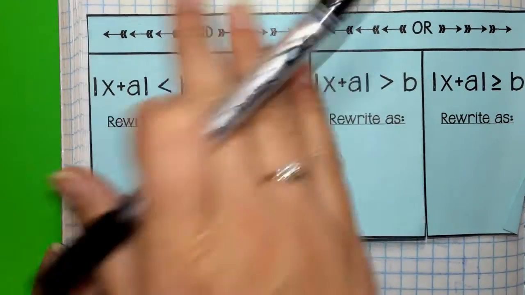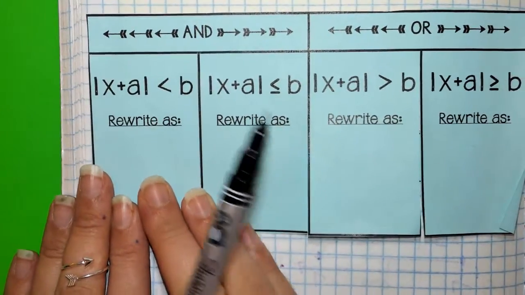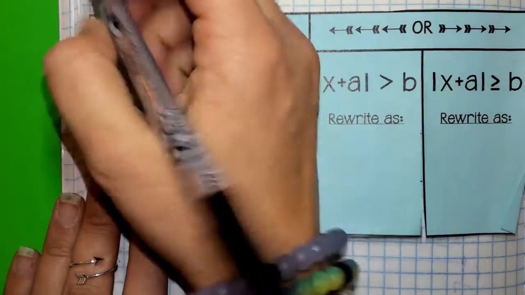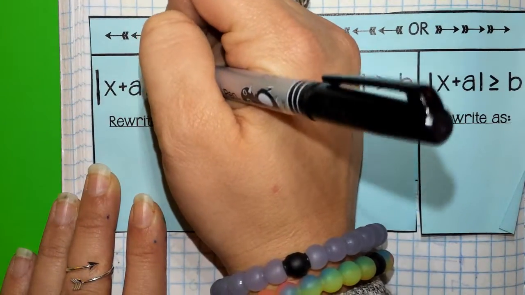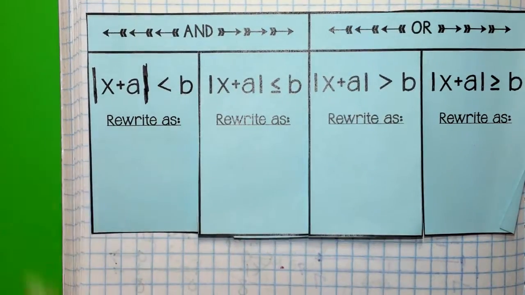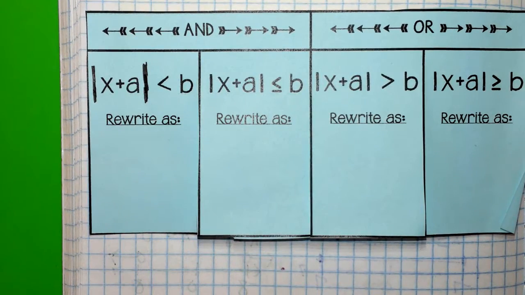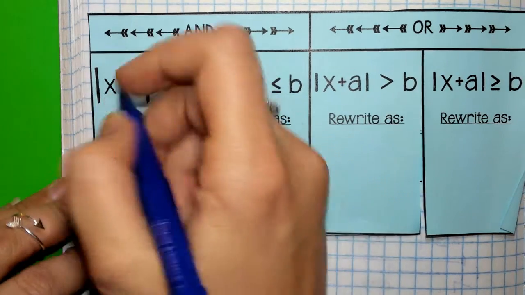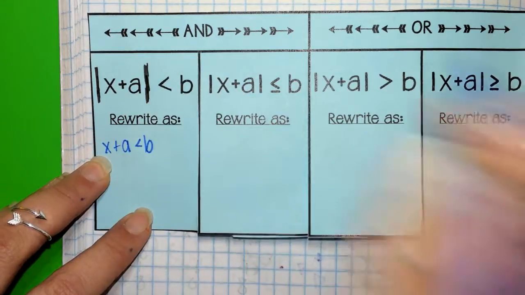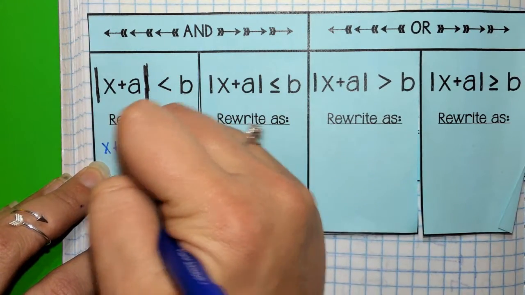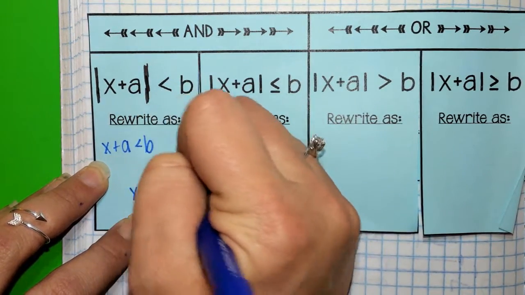Today we're just going to work on our "and." So we're just going to be over here. Anytime you have an absolute value problem, well, let's make our bars bigger. You break it down into the positive and the negative every single time. So you're going to rewrite your problem as x plus a is less than b, and x plus a is greater than negative b.